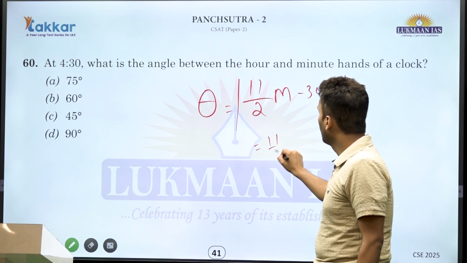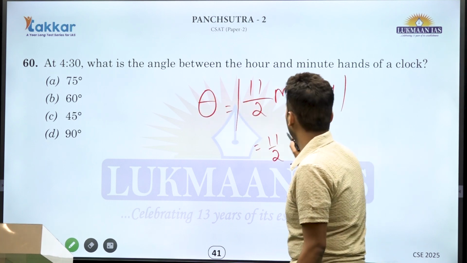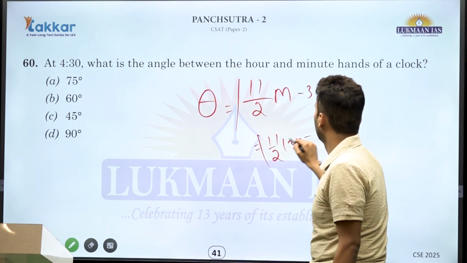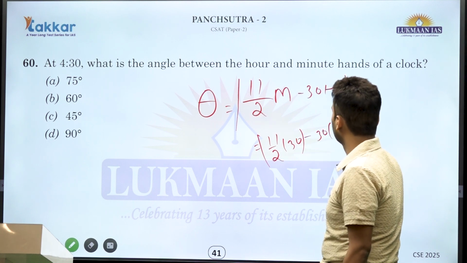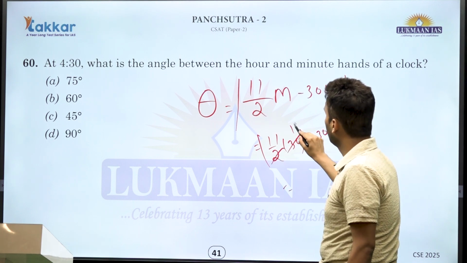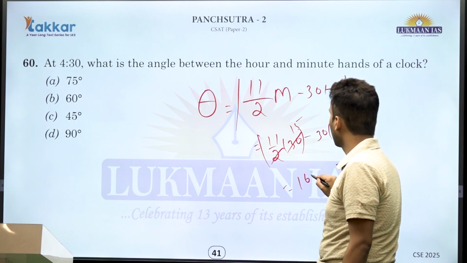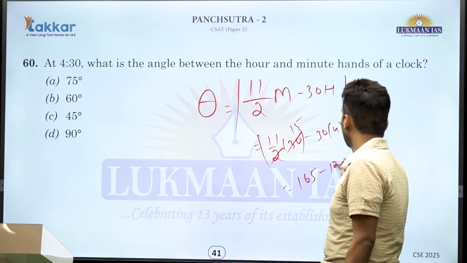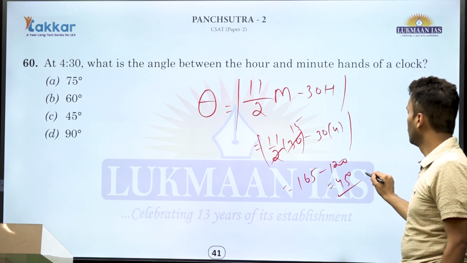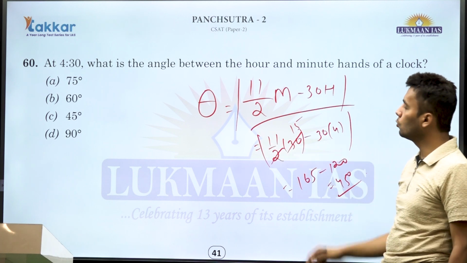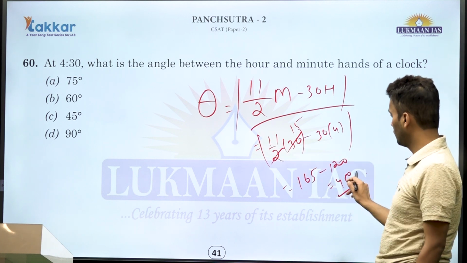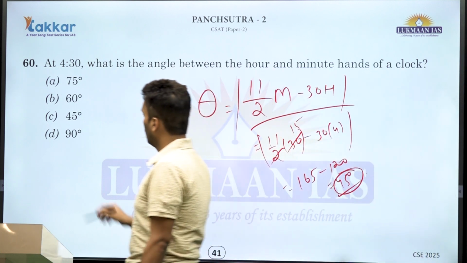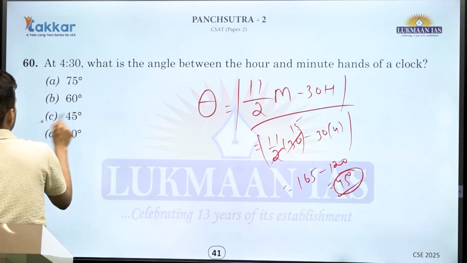So 11 by 2, what is the minute value given? 30 minus 30 h, which is 4. So this is 15. 15 into 11 is 165. Minus 120, that is 45 degrees. Just remember this formula, 11 by 2 times of minute minus 30 times of hour. Answer is how much? 45.